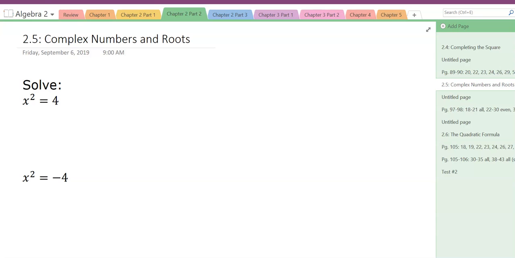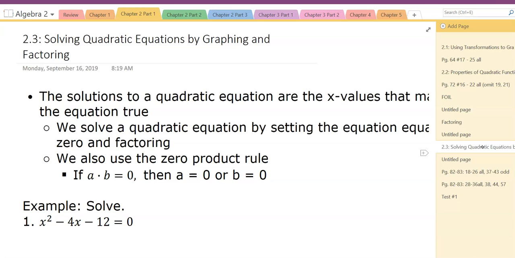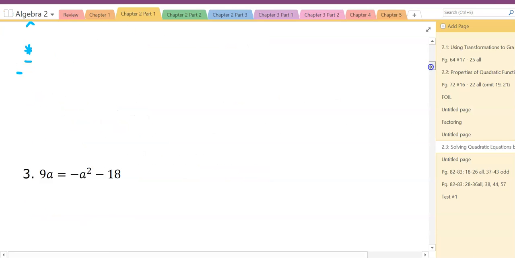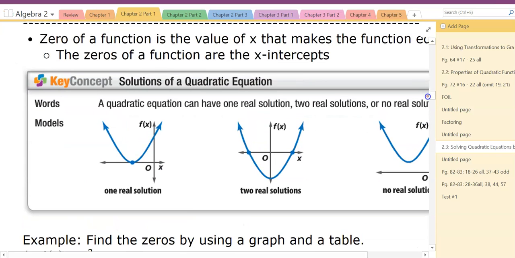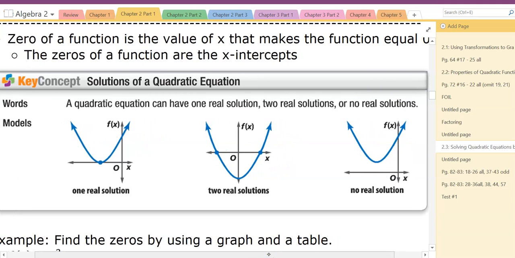And if you remember when we talked about that, this would have been in section 3. Right here. We looked at this chart together and we said that you can have one solution because the graph hits the x-axis at the vertex. You can have 2 solutions because it hits it twice, or this key word here, no real solution.